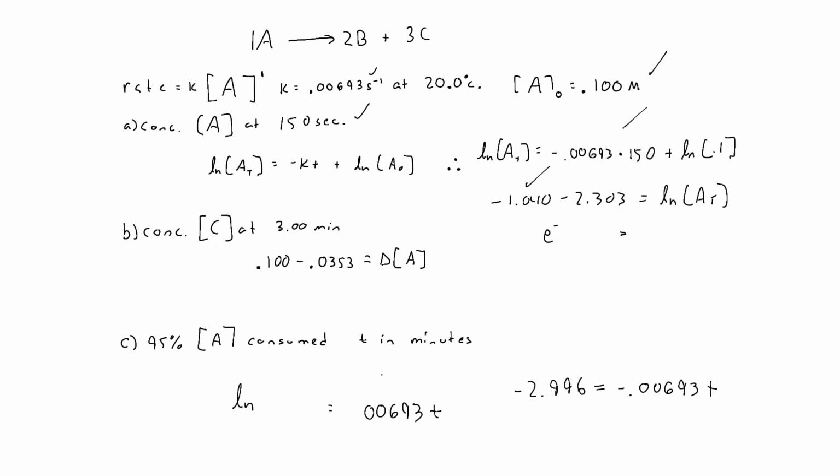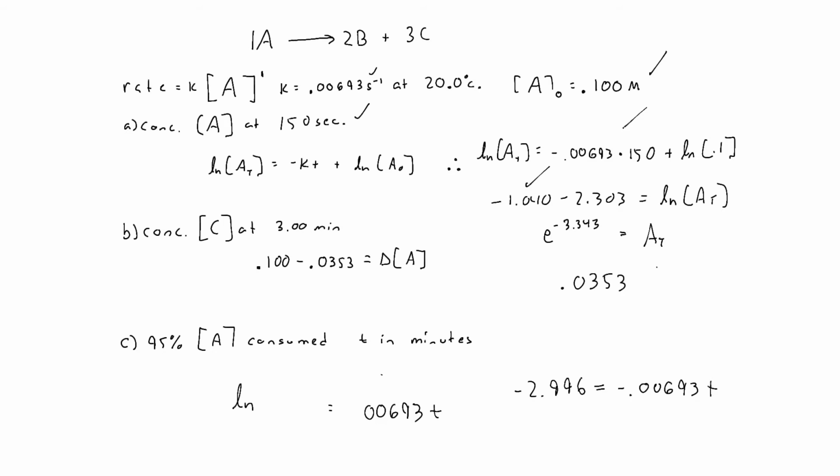So 1.040 plus 2.303 equals 3.343, and that's going to be equal to ln A_t. I'm anti-logging it essentially, right? And when I do that, I get a concentration of 0.0353.